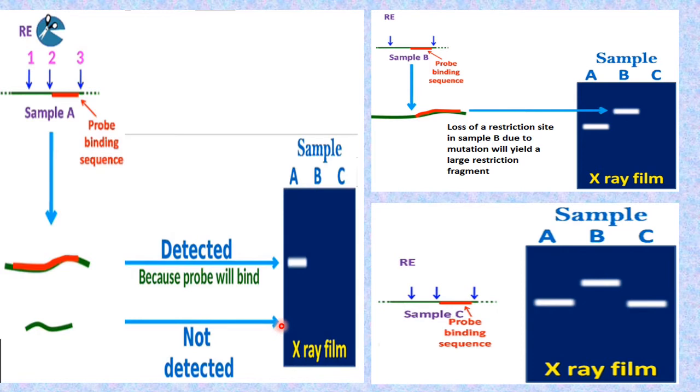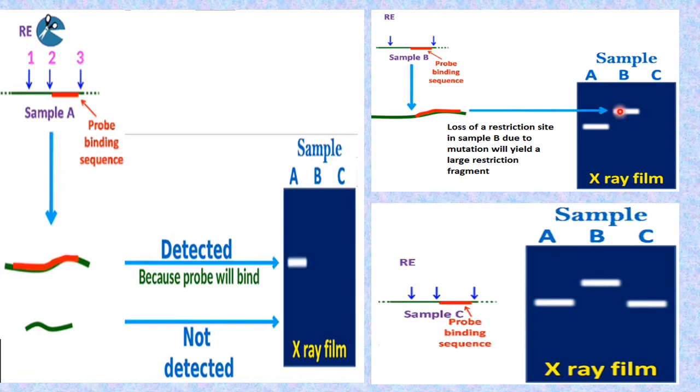and we won't be able to detect it on the X-ray film. Now similarly, if we digest sample B with the same restriction endonuclease, again we will get fragments, but this time, since this particular recognition sequence is not there because of some mutation, this sequence has altered. So now we have this one particular segment of DNA which has the probe binding sequence, but its length is larger as compared to the one that we obtained in case of sample A.